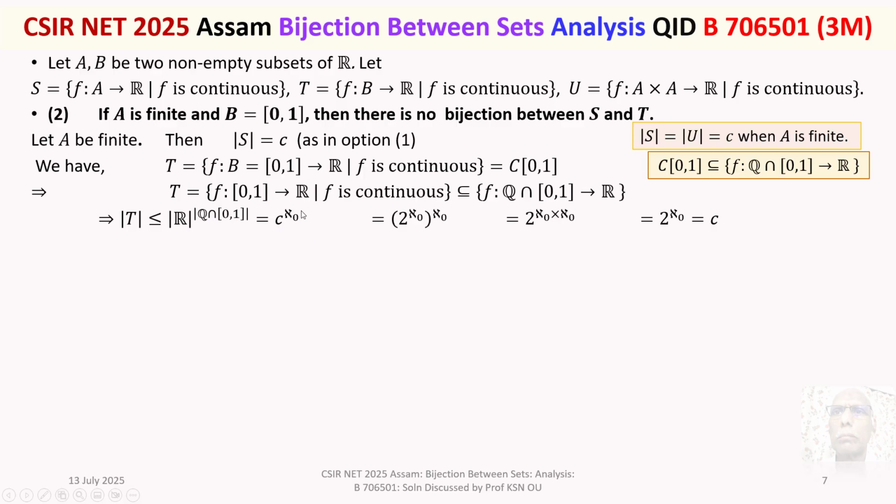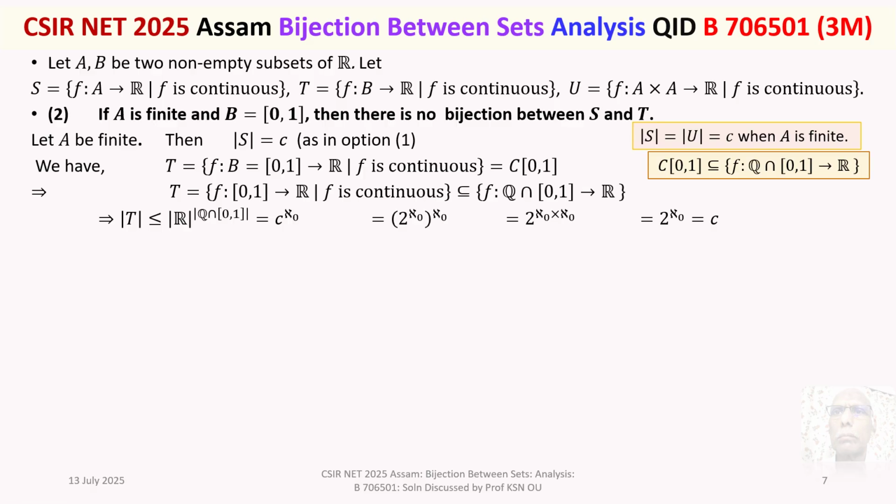So we get C to the power aleph-0. What is C? We know C is 2 to the power aleph-0. So (2 to the power aleph-0) to the power aleph-0 is 2 to the power of aleph-0 multiplied by aleph-0, that is aleph-0 only. 2 to the power aleph-0 is C. This gives the cardinality of T is less than or equal to C.